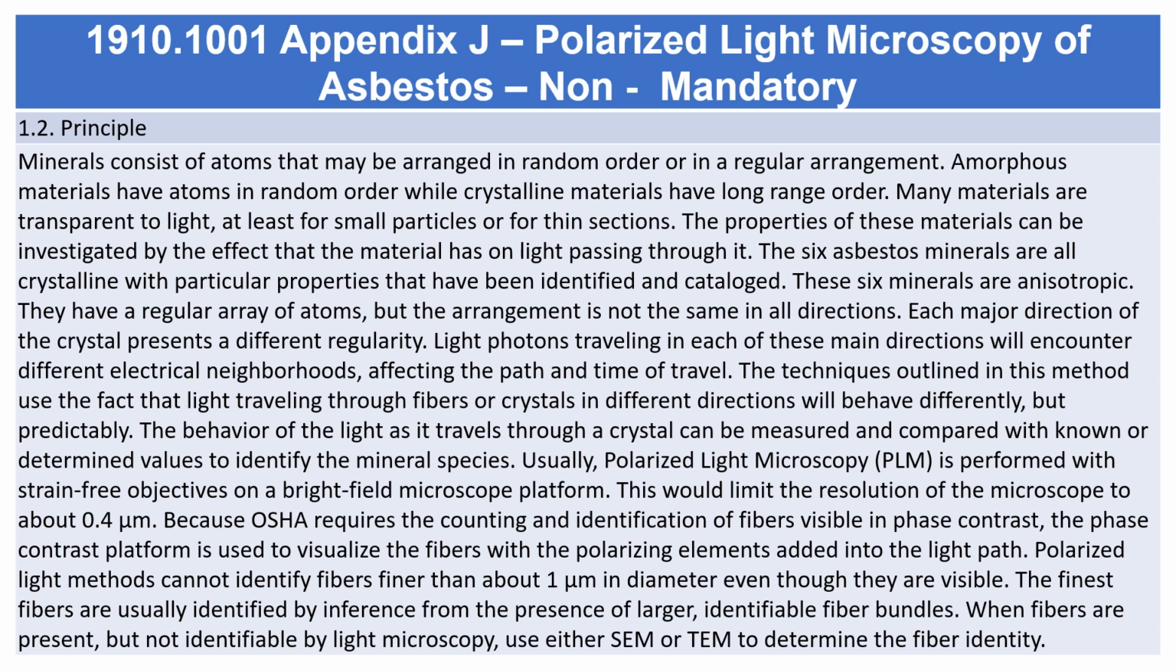Usually, polarized light microscopy, PLM, is performed with strain-free objectives on a bright field microscope platform. This would limit the resolution of the microscope to about 0.4 µm. Because OSHA requires the counting and identification of fibers visible in phase contrast, the phase contrast platform is used to visualize the fibers with the polarizing elements added into the light path. Polarized light methods cannot identify fibers finer than about 1 µm in diameter even though they are visible. The finest fibers are usually identified by inference from the presence of larger, identifiable fiber bundles. When fibers are present, but not identifiable by light microscopy, use either SEM or TEM to determine the fiber identity.